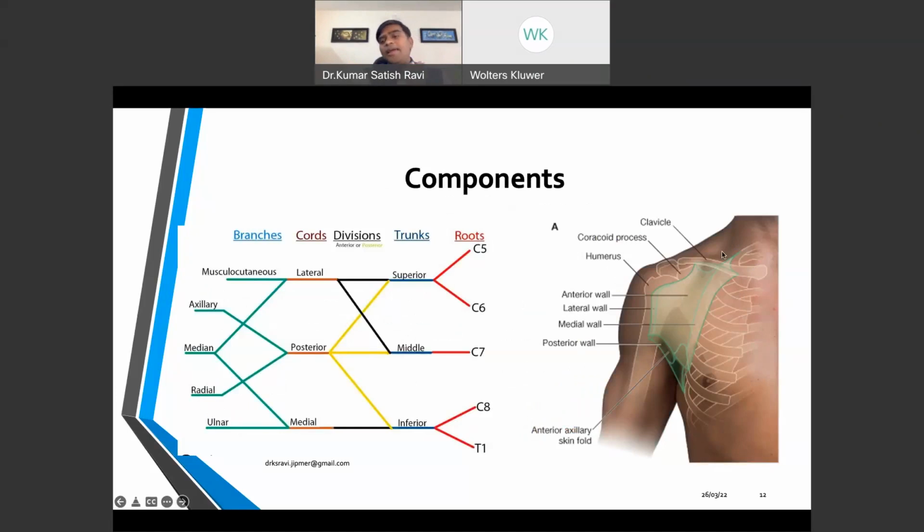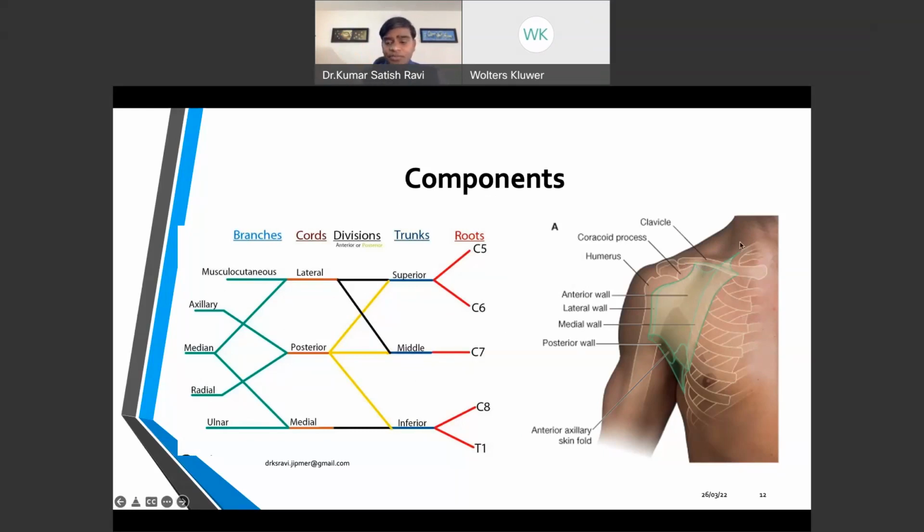And if you appreciate over here, this is the clavicle. This region, if you appreciate over here, this is the supraclavicular part. And just behind the clavicle, we will say the retroclavicular part, and inferior to this clavicle, if you see over here, this we will call as the infraclavicular part.